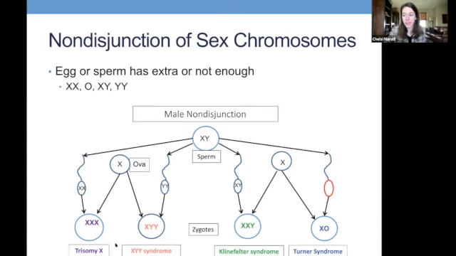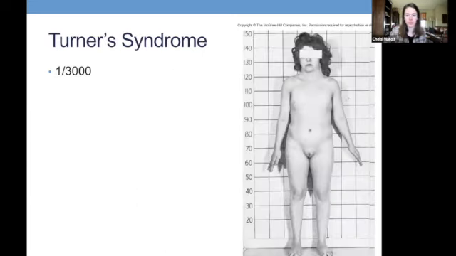It is still a big issue, but you can survive potentially as an individual with only 1 X and no Y. So we're just going to go over a couple of these syndromes, and I'm not going to spend a lot of time on these. When you study for the exam, it'll just be some pretty basic memorization of kind of what these are, and there won't be too many details on it.